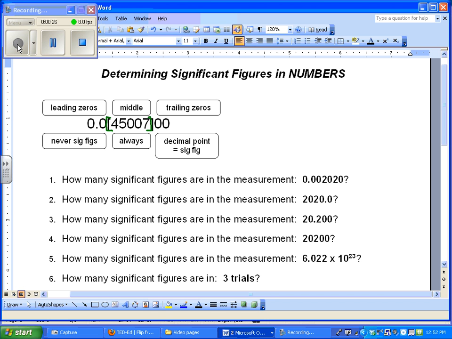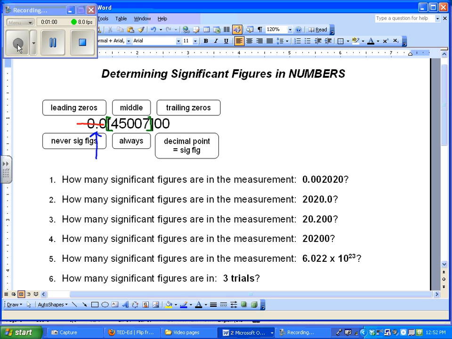What you're going to find out is that the numbers in front, they're called leading zeros, are never significant figures. So we would never count those. The middle ones are always significant figures, so we'll count all the numbers in the middle. Trailing zeros are only significant figures if there's a decimal point that shows up anywhere in the number. It doesn't matter where it shows up, it just needs to show up. So I would count the trailing zeros in this problem.